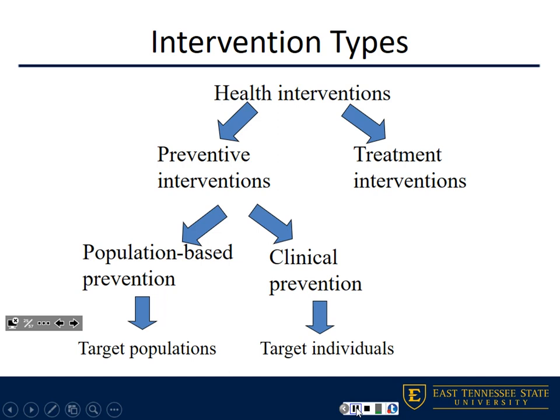And within preventive interventions, we also distinguish between those that are population-based versus those that are clinical or individual-based. Okay? So clinical prevention targets individuals, whereas population-based prevention targets populations. So can you give me an example of a clinical prevention measure or a clinical prevention intervention?